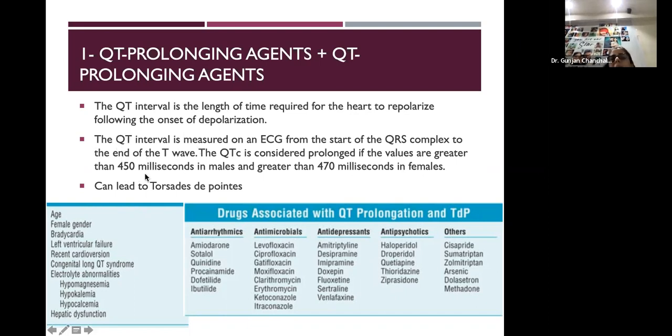And if it is going more than 450 milliseconds in a male or 470 milliseconds in a female, we need to be cautious and discontinue the drugs which are causing QT prolongation. So it is very common to combine QT prolonging agents with each other in the ICU. They are very commonly used drugs. Also, electrolyte disturbances like hypokalemia, hypomagnesemia, and hypocalcemia may add to this QT prolongation in ICU patients.